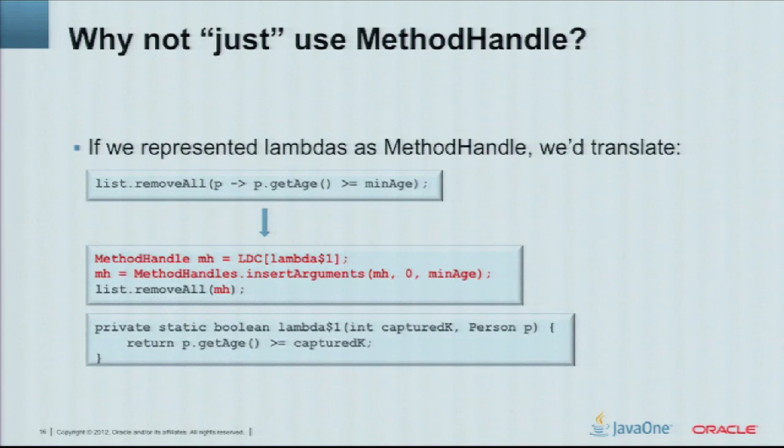Okay, so if we were to do this, the code would look something like this. We have this lambda that we want to pass to removeAll. We've desugared it to a method. Let's call it lambda$1. And so in order to make the call, we'd generate an LDC bytecode that says load this method handle constant out of the constant pool. And now we have to insert an extra argument into it to represent the capture of the min-age argument. So we use the combinator that says, take the method handle, give me a new method handle with this argument inserted at the beginning of the old method handle's argument list, and pass that to removeAll.